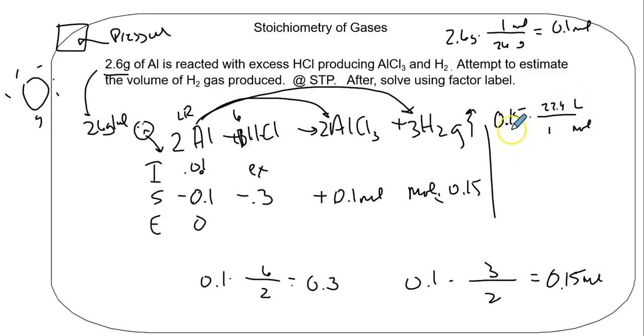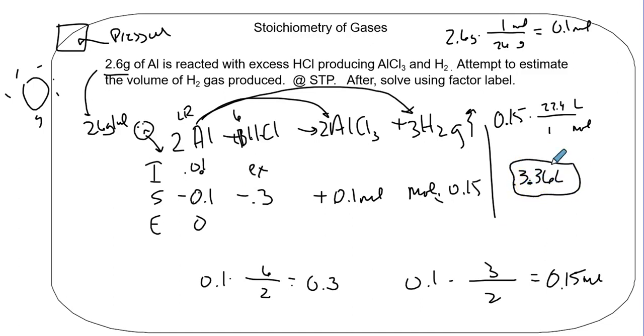Now, a tenth of a mole would be 2.24. That's kind of where the estimating comes in. We want a little bit more than that, so it's probably going to be 3-4 liters. And let's do the math here. 0.15 times 22.4 equals 3.36 liters.